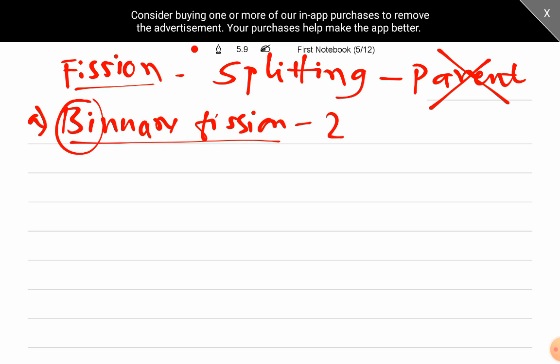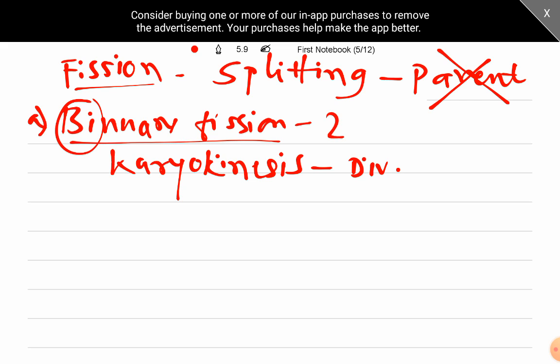Then in this form, the resultant daughter cells are genetically identical. They follow karyokinesis followed by cytokinesis. Okay, let us see the words. Karyokinesis, you can write it down in your notebook also while I am writing this. Karyokinesis is nothing but division of the nucleus. Division of the nucleus.